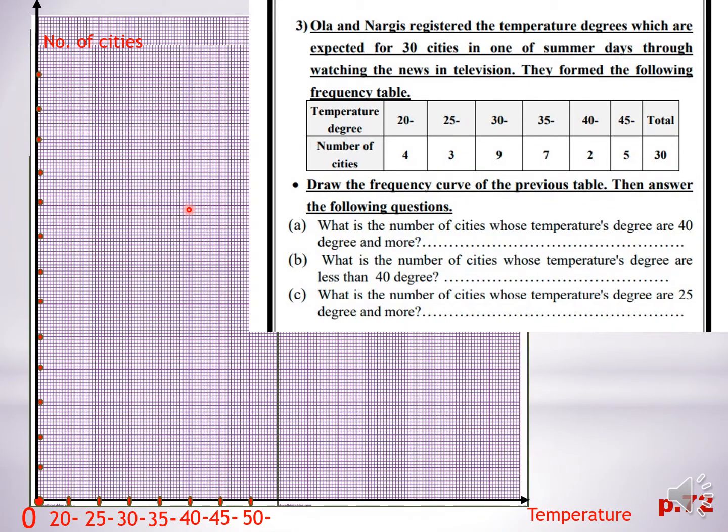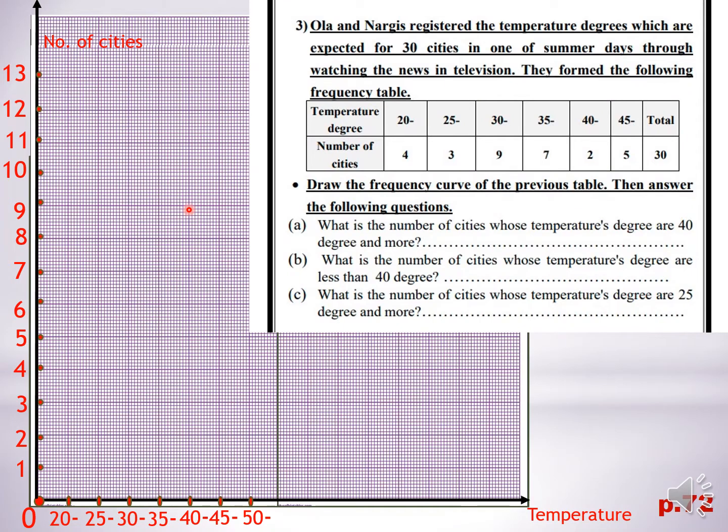And then on the y-axis, I have here the numbers 4, 3, 9, 7, so I will use scale 1: 1, 2, 3, 4, 5, 6, 7, 8, 9, 10, 11, 12, 13. I have to make sure that all my numbers are found on the y-axis. And then I will start drawing the frequency polygon. I have first to draw the histogram.